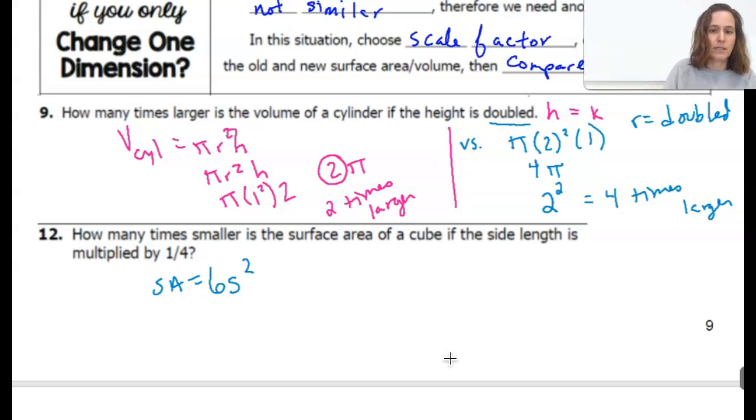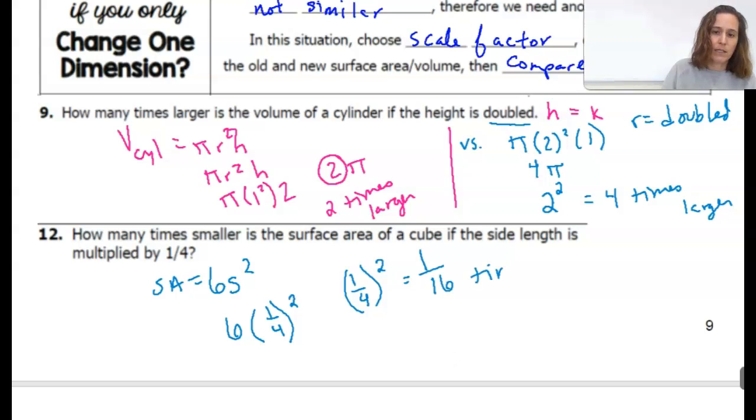Now, if our side length changes, that means it's 6 times 1/4 quantity squared. And when you square a fraction, remember that you're squaring both the numerator and denominator. So it would be 1/4 squared, which is 1/16. So it would be 16 times smaller than the original surface area.